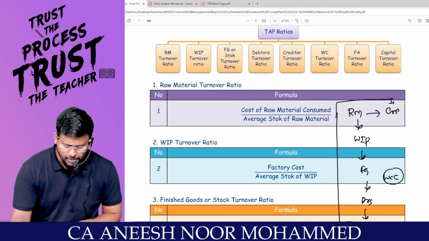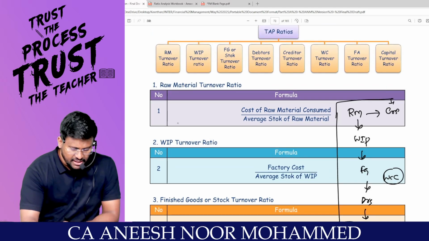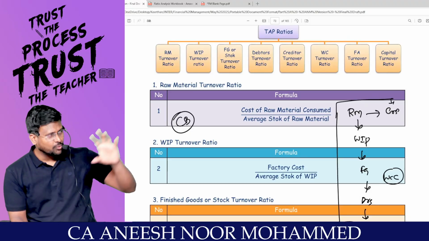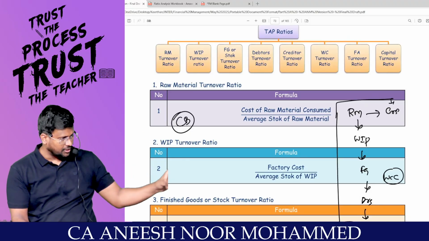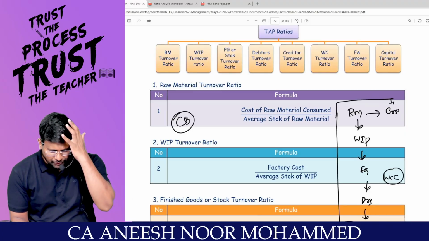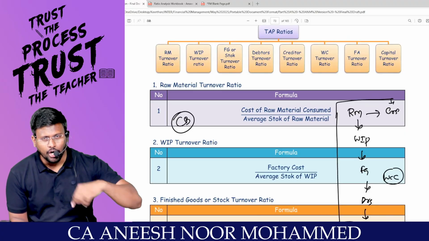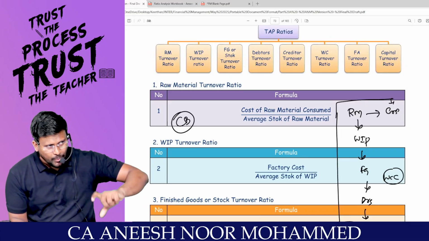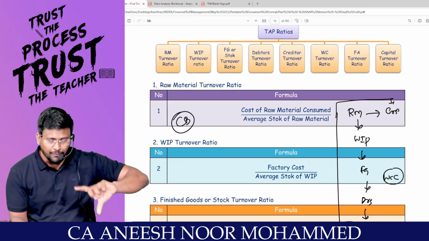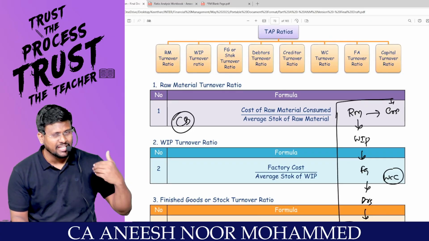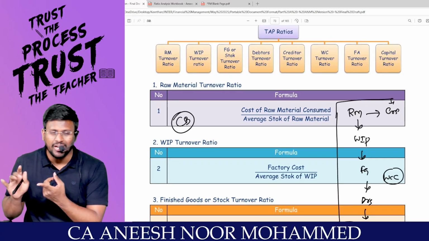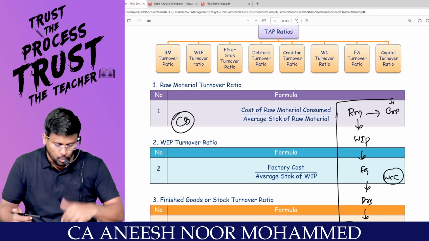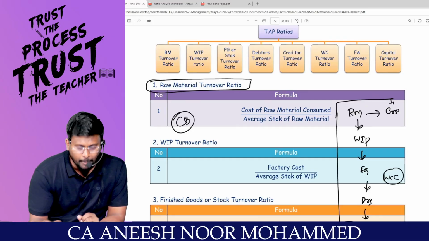For example, my dear lovable students, what is the working capital cycle? In capital budgeting, I have to go and purchase plant and machinery by investing 50 lakh. The same way, in order to run my business, I have to invest in raw material, WIP, finished goods, debtors and cash. And certain investment will be borne by outsiders, called creditors, and outstanding expenses. So I am going to look at the raw material turnover ratio.